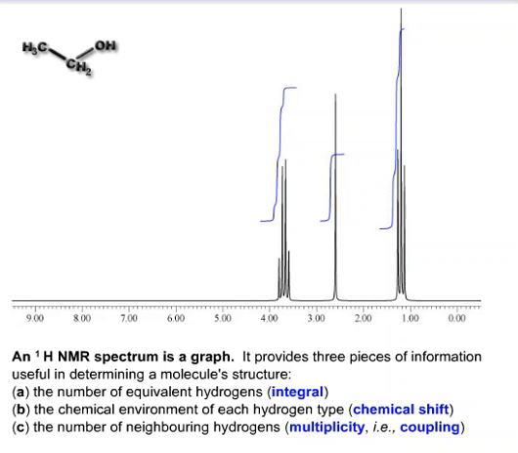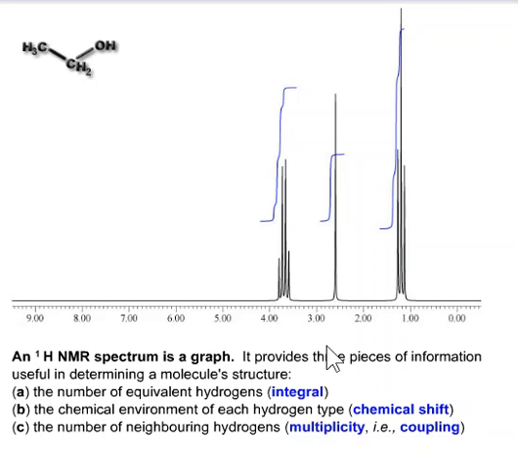Here's an example of a proton NMR. This is an example of the spectrum of ethanol. And let's look at the important features of the spectrum, and then in later videos we'll delve deeper into each of them.